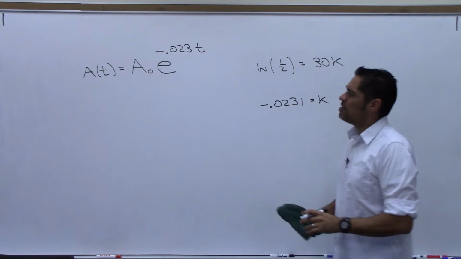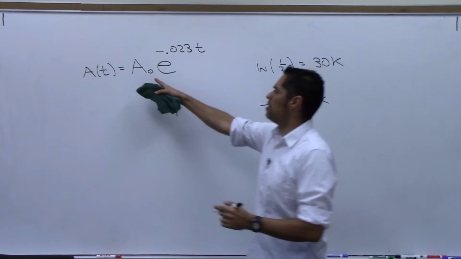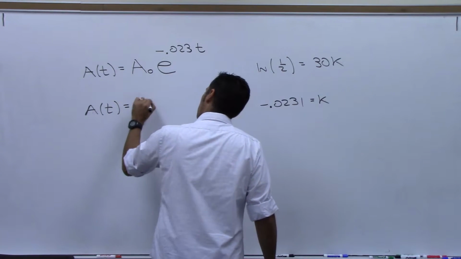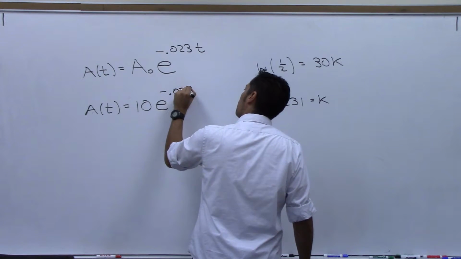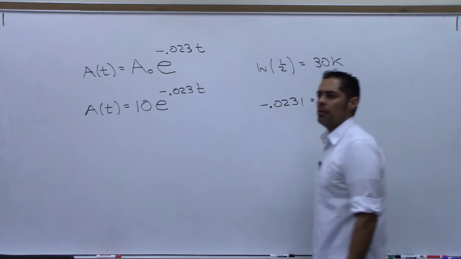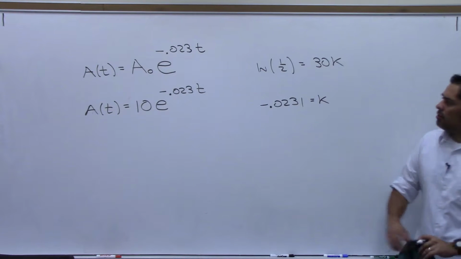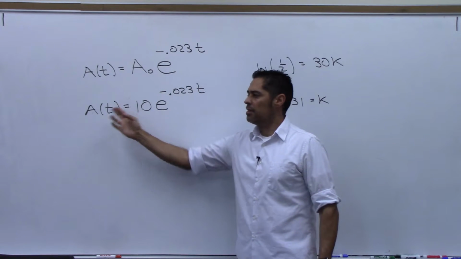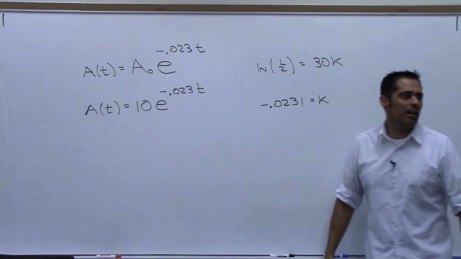So how much was there initially? I just told you 10 pounds. So let's say that this was 10 times e to the negative 0.023t. So that would be our formula. Right? At time equals 0, at t is 0, this all goes away and turns into a 1. And we had how much was there at time equals 0? 10. My question is about how much is there now?